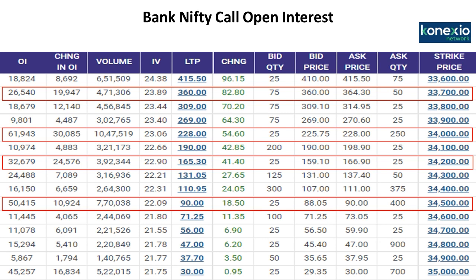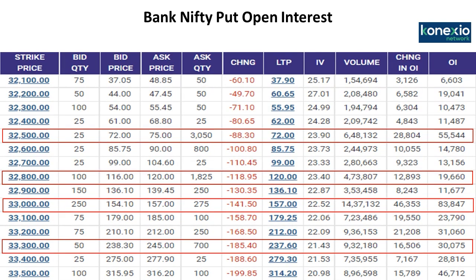Now let us see what we observed in Bank Nifty puts. In Bank Nifty puts, you will see on the screen the action was seen in 33,300 puts, then 33,000 puts, 32,800 puts, and 32,500 puts. Again, you can see there has been a significant drop in option premium. There has been a rise in the open interest. The volumes are also rising. Implied volatility is also rising.